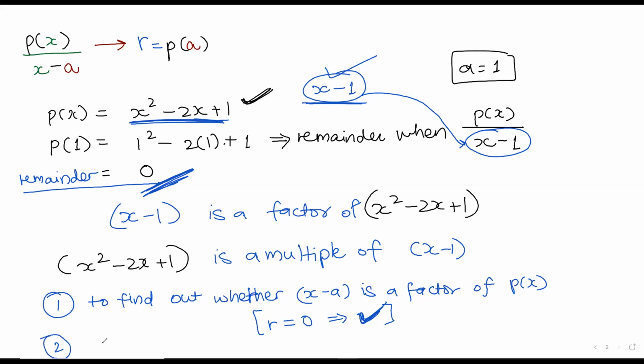And the second use is simple. If you want to divide two things and you want to find out the remainder, you don't care about the quotient, so the quotient is not your concern. You just want to find the remainder. So instead of doing a whole long polynomial division just to find the remainder, a very easy way is to just use the remainder theorem, and that will give you the remainder.